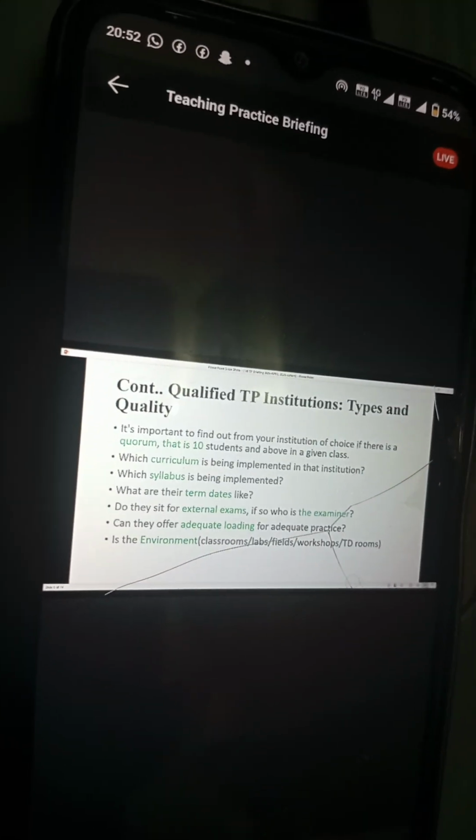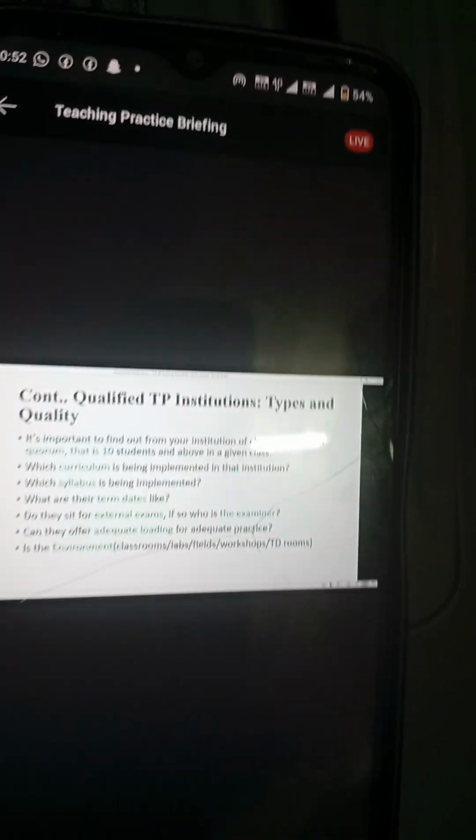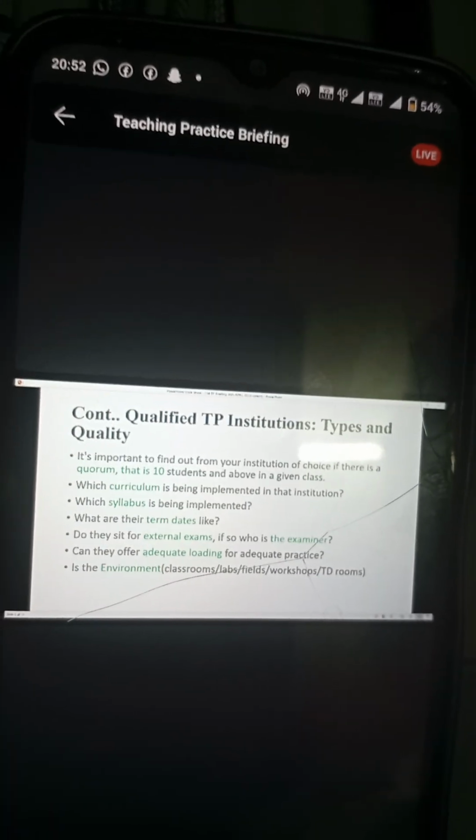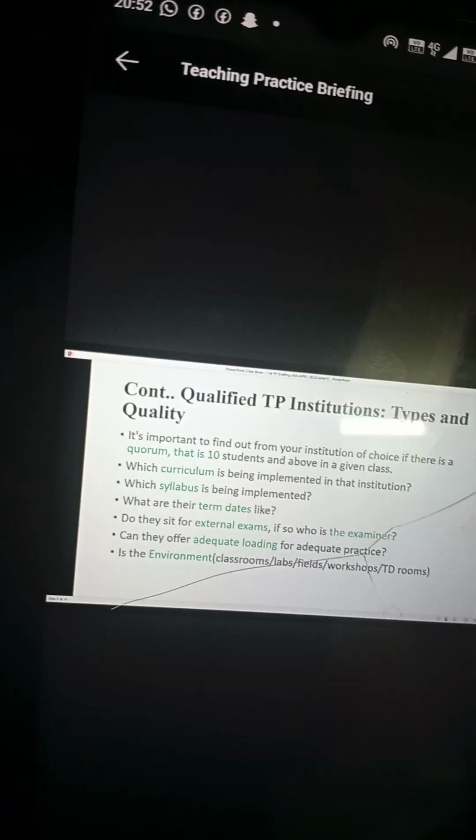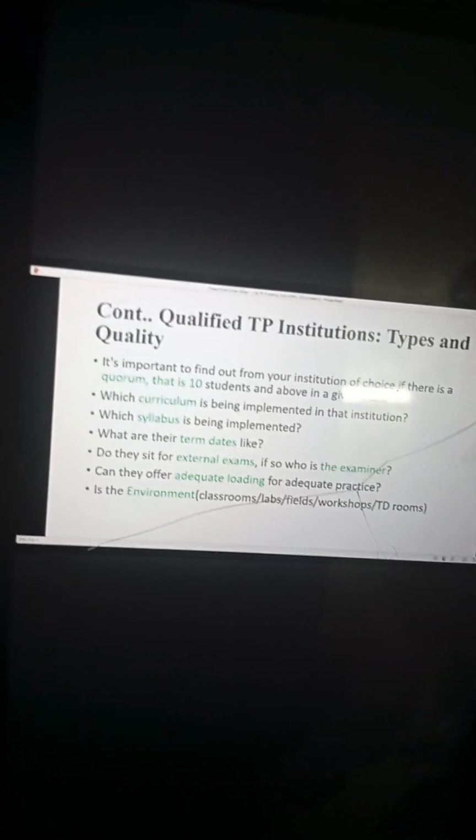What are their term dates? This is very critical. That's why we talked of universities. Universities, sometimes when we're opening, they close. Some international schools, when you are opening, they are closing. They are on holiday. Or maybe you learn for 1 month, then now they close for 3 weeks. Those are wrong institutions to do your TP. So please, before you make any move, check when you are opening, when you are closing. Check whether that is in tandem with our term dates.